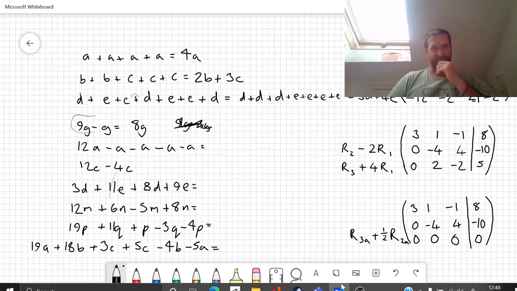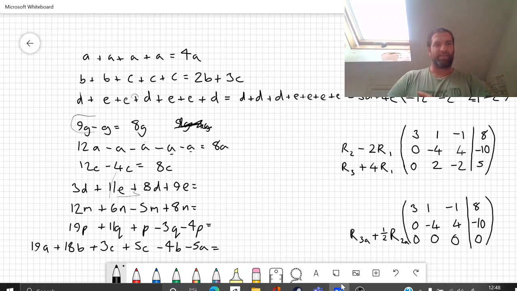So that's 8G. On this one, we start with 12A, and then we minus an A, so that's 11A, minus another A, which is 10A, and 9A, and then 8A. So we have 8A. This one here, we have 12C minus 4C, which is 8C. We've got the numbers out in front there.